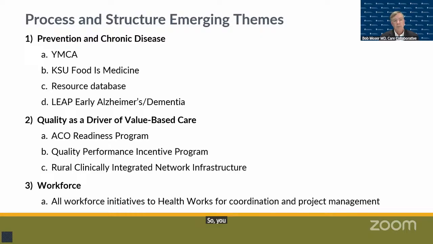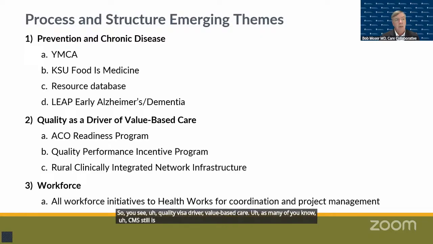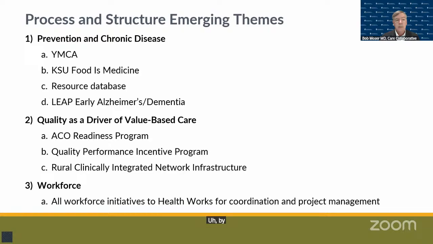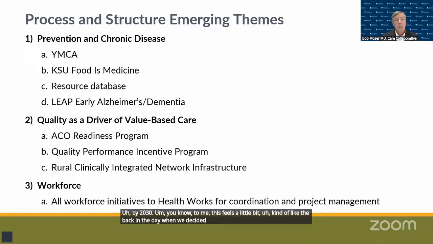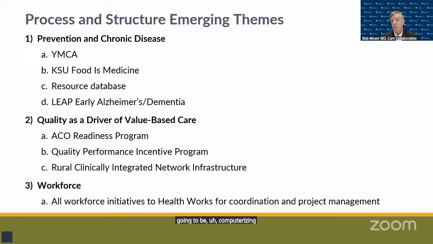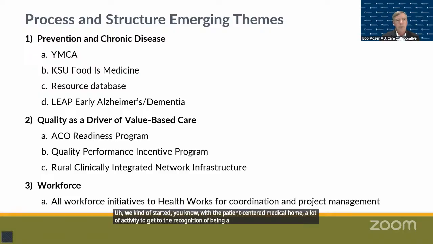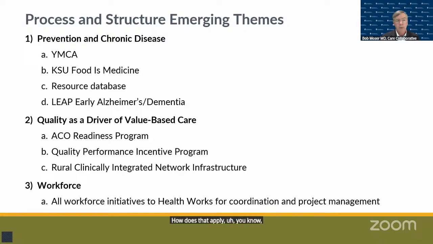So you see quality as a driver of value-based care. As many of you know, CMS is still pushing for all Medicare beneficiaries to be in an ACO model by 2030. To me, this feels a bit like back in the day when we decided we were all going to computerize our medical records, and the challenges of everyone adapting to that new initiative. It's the same with value-based payment models. We started with the patient-centered medical home, a lot of activity to get recognized as a certified medical home, but how does that apply to participating in a value-based market?